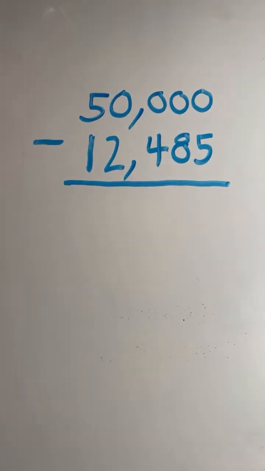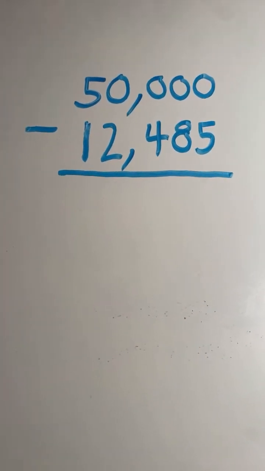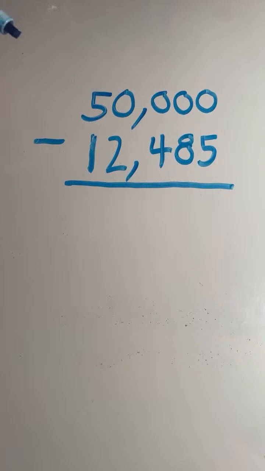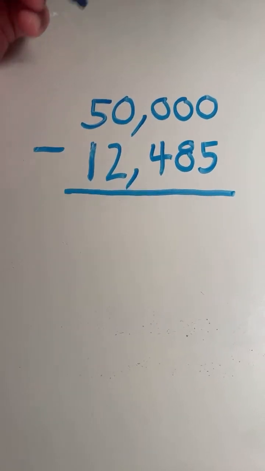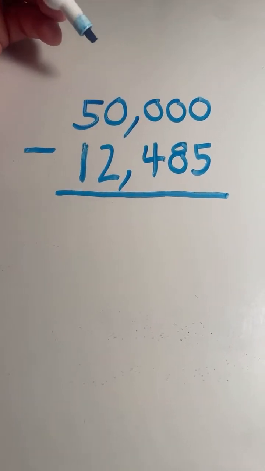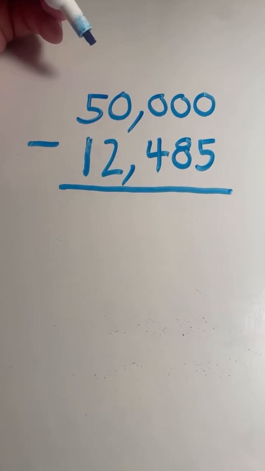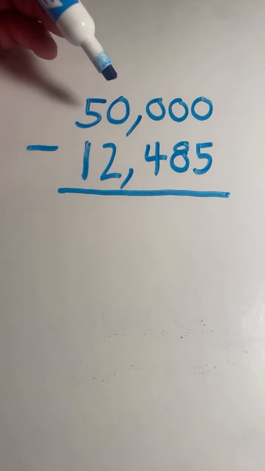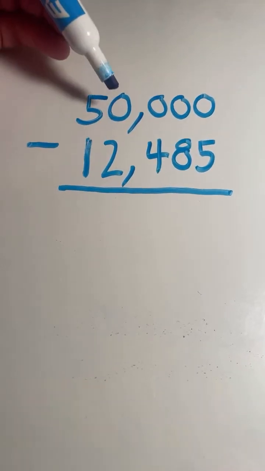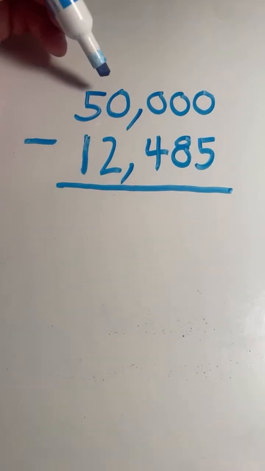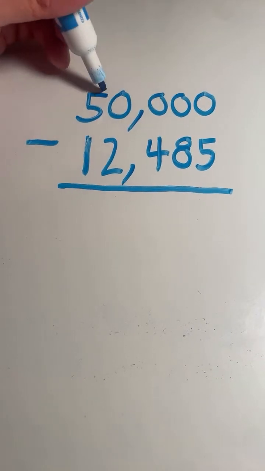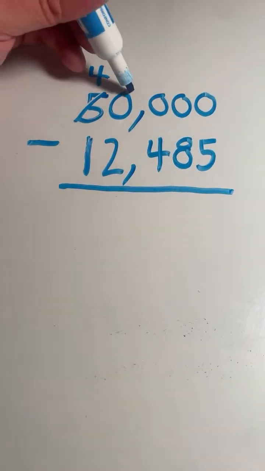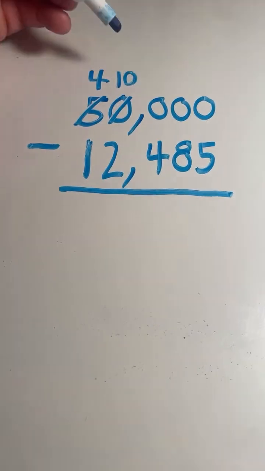All right. But let's get started on this problem now. 50,000 minus 12,485. So we have to do all of our regrouping first. And in this problem, everything needs to be regrouped except the 10,000s place. You cannot start with 0 and take away 2, so we have to take a 10 from the 10,000s place. The 5 becomes a 4. The 0 becomes a 10.